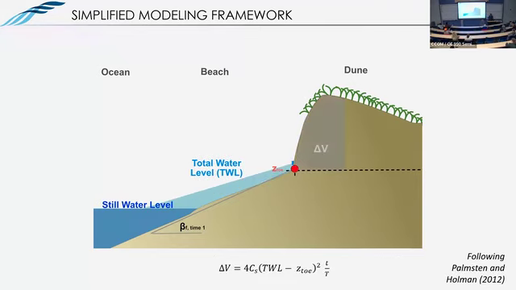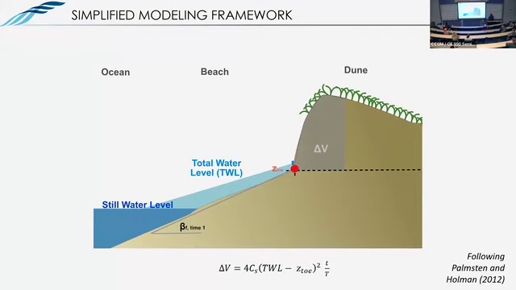When water levels exceed the dune toe, we typically predict that there's volume losses. And so there's also equations in the literature, mostly derived from lab experiments, but validated against field data as well, that can come up with the volume changes based on the freeboard of that total water level above the dune toe.